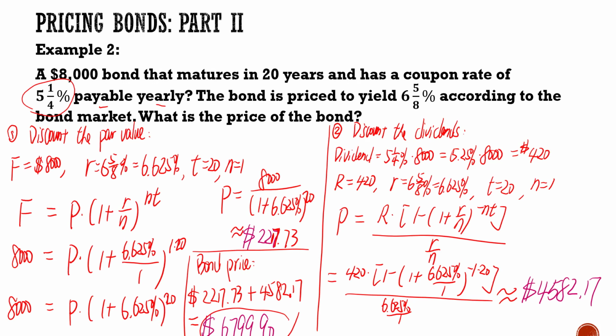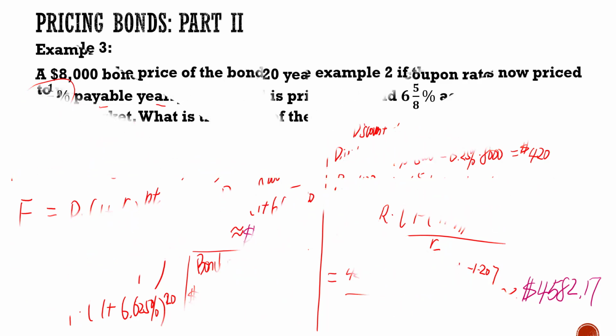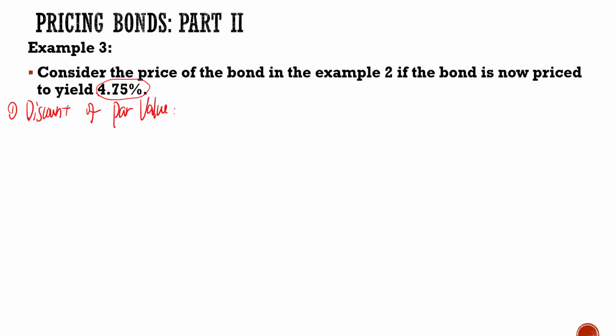Look at the previous one, it was 5.25%, then 6.58%. Now it's 4.75%. So same thing, future value of the par value is $8,000. Time t, that's 20 years. Now the compounding period is 1. The rate is 4.75%. We just want to compare, when the market rate changes, how the bond price changes.